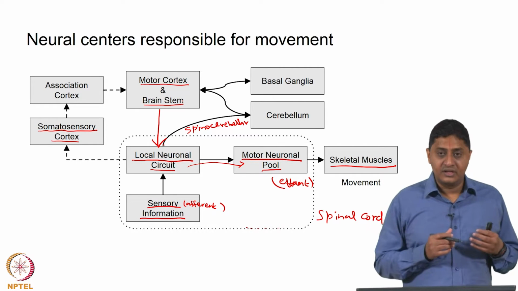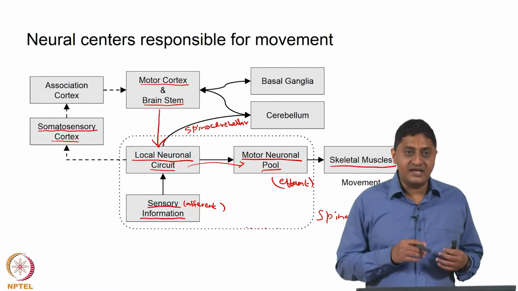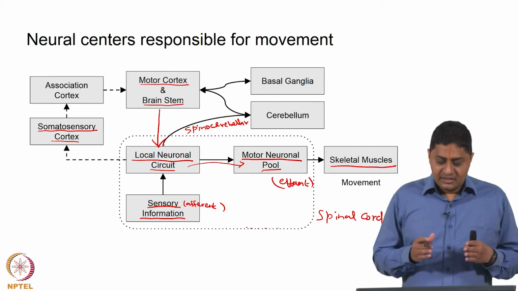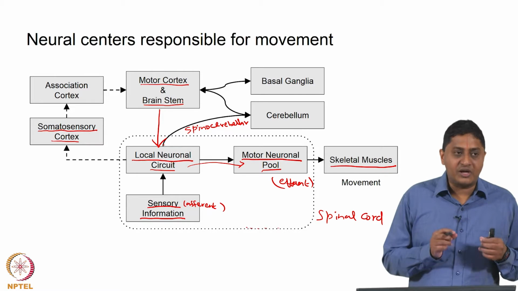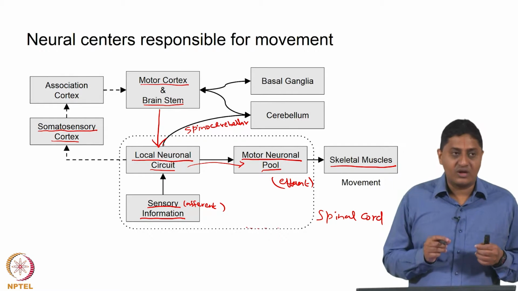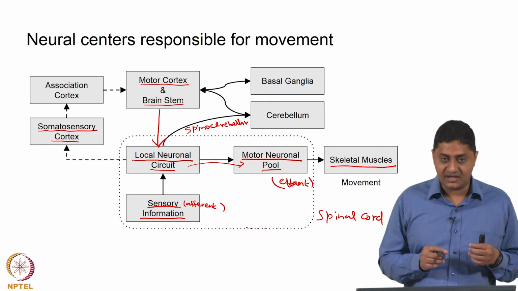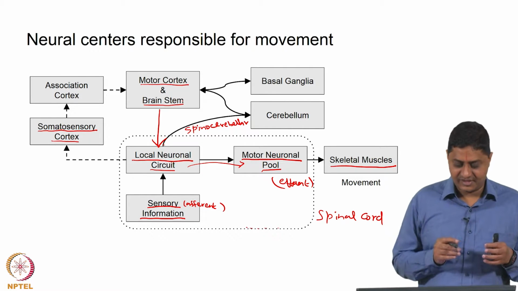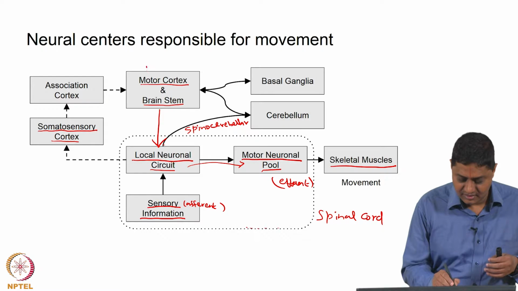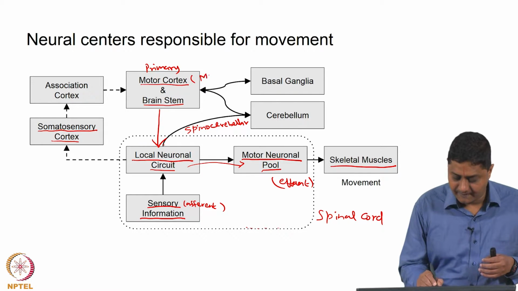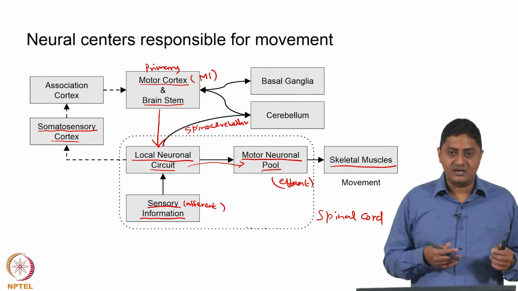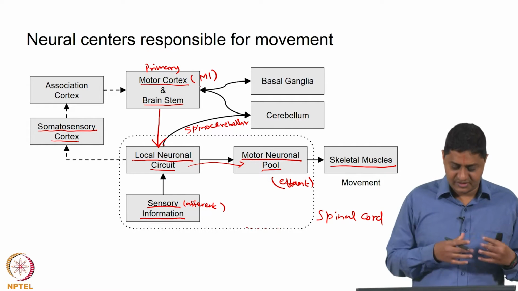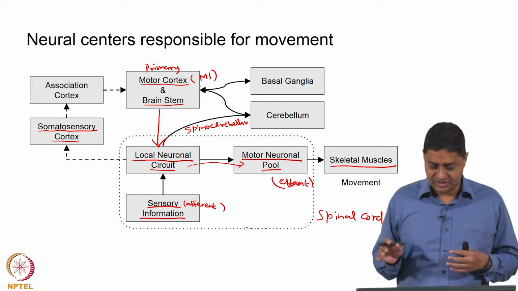I said that an area located just anterior to the central sulcus is responsible for the control of movements, and we call this area the primary motor cortex, right. So, this is the primary motor cortex or M1. That means, whenever I say primary, there is supplementary and there are also pre-motor cortices. Their functions will be discussed in future classes.